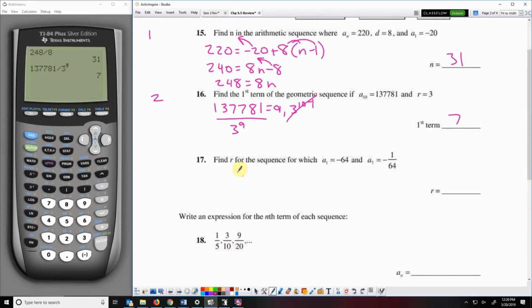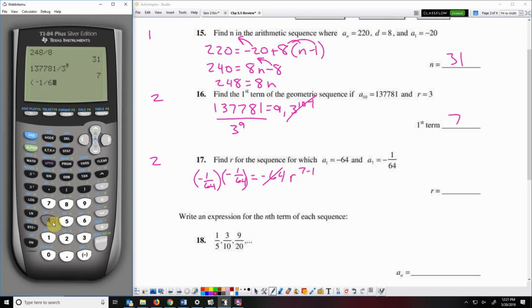Find R for a geometric sequence. That's formula number 2 again. Term number 7 is negative 1/64 equals term number 1, negative 64, times R to the n minus 1 power. N is 7. So to cancel out that negative 64, I can multiply both sides by negative 1 over 64. So negative 1 over 64. Just put that in parentheses.